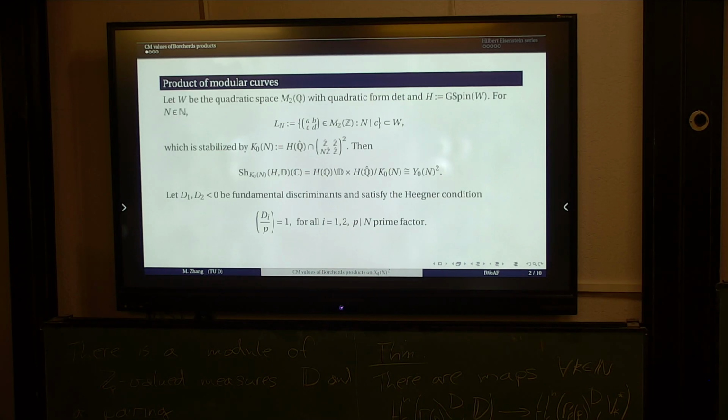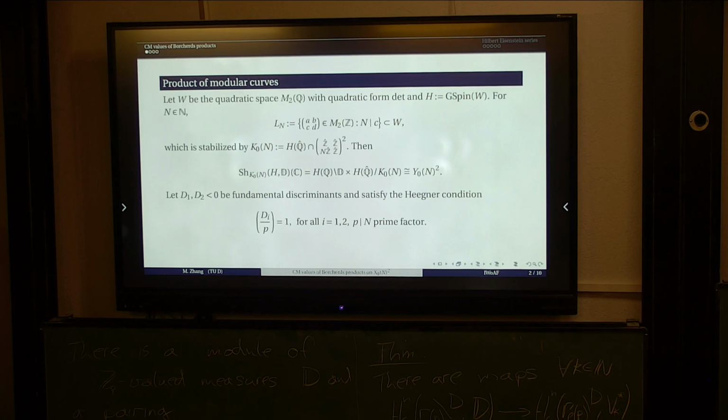Let V be the quadratic space M2Q with quadratic form determinant, and H be the GSpin group of V. For an integer n, we define the lattice Ln to be the submodule of M2Z with n dividing c. So Ln is stabilized by the open compact group K0n. Let D be the Grassmannian of positive two planes in V.